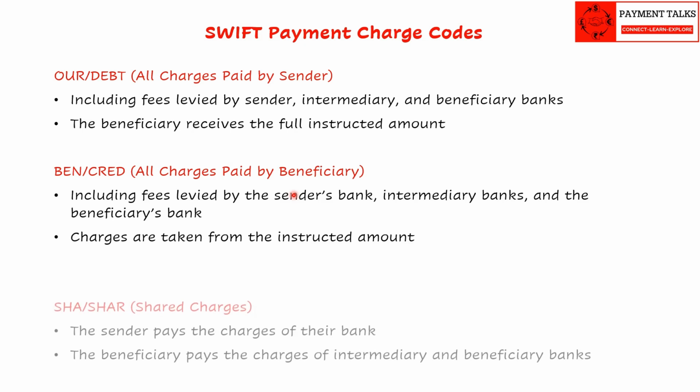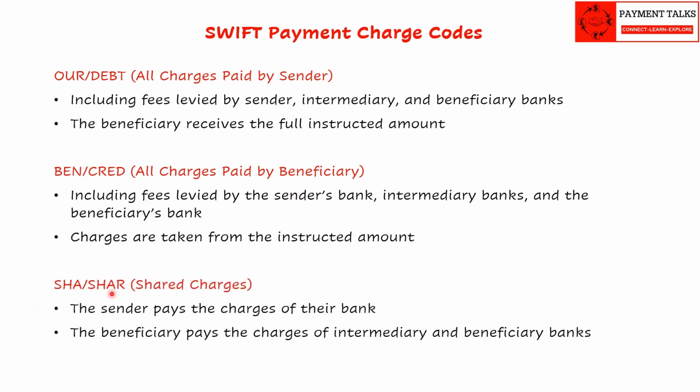The third charge code is SHA or SHAR. This charge code means the charges are shared between the sender and the beneficiary. The sender pays the charges of their bank, while the beneficiary pays the charges of intermediary and beneficiary banks. In this mode, the beneficiary charges are taken from the instructed amount, while the sender charges are deducted separately by the sender bank from the sender's account based on the agreement between them.